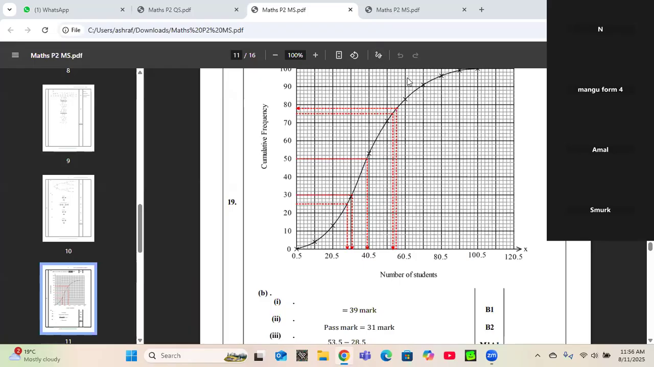Okay. So if you are getting, how do you get the upper quartile and the lower quartile from a cumulative frequency curve? How do you get the upper quartile and the lower quartile? Yes, anyone have upper quartile and lower quartile? How do you get that? Yes, Charles.